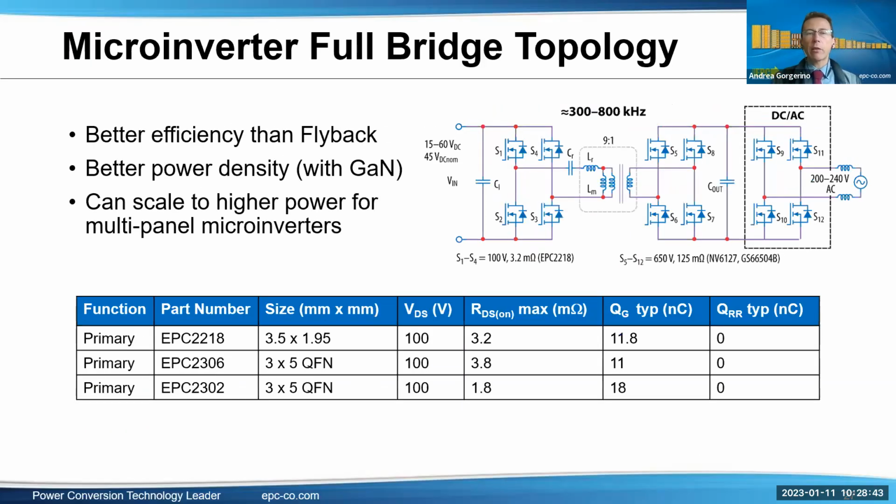Another topology for microinverters is the full bridge topology, with different versions of resonance also typically used. This topology allows better efficiency and better power density than the previous one. It's becoming more and more common, I would say, in new designs. Because it's a full bridge, the voltage requirement is lower than the previous. So typically 100 volt devices are what is used. Again, the 2218 is the chip scale package version, and 2302 and 2306 are the QFN GaN FETs that we offer for this socket.